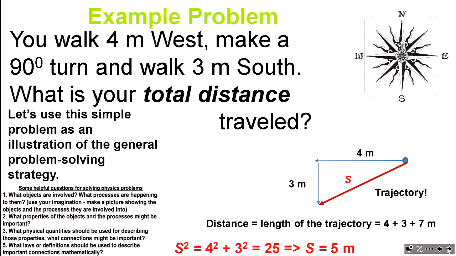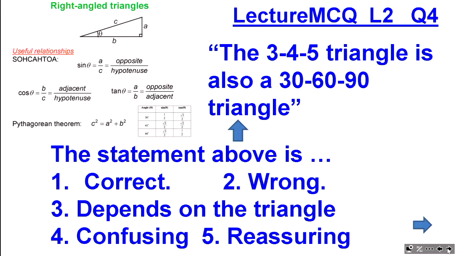That's a readable slide. Please tell me what you think. There's a statement in quotes: a 3, 4, 5 triangle is also a 30, 60, 90 triangle. As with every statement, this statement might be correct or wrong, too general, vague. So what do you think?